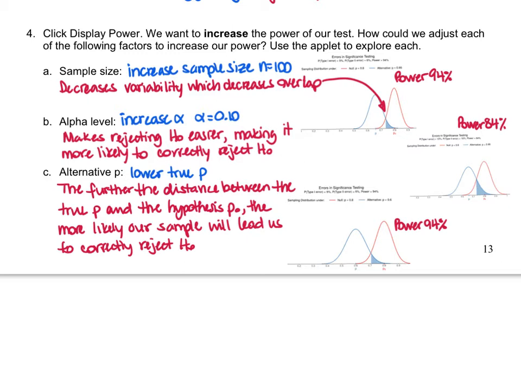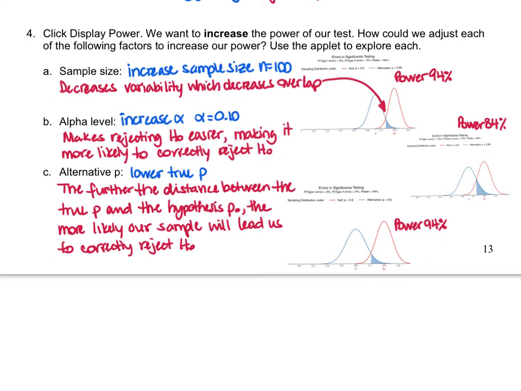which was a big increase because it was 76% when our sample size was 50. When we changed the alpha level, we saw that increasing alpha from 0.05 to 0.10 increased the power to 84%. And it makes sense because it makes it easier to reject the null hypothesis. So if alpha is higher, it means we have a higher probability of correctly rejecting the null hypothesis.